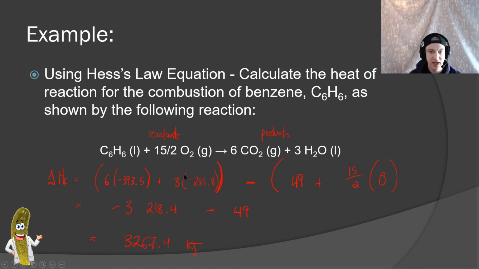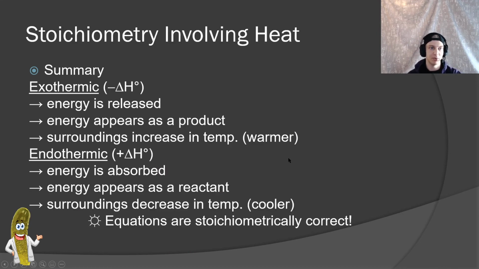And so the key idea here is that this was the sum of the products, which is why we included the plus sign. And then we wanted to subtract the sum of the reactants, which again is why we had this plus sign here. So that's our first example there.